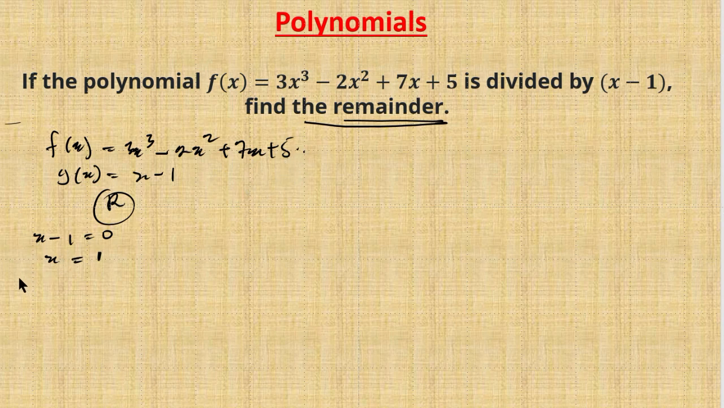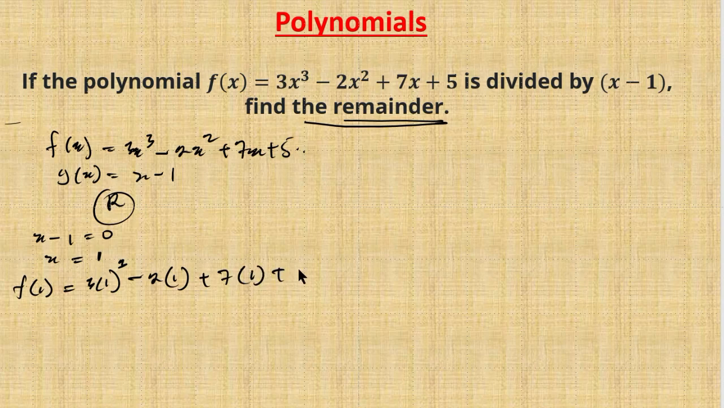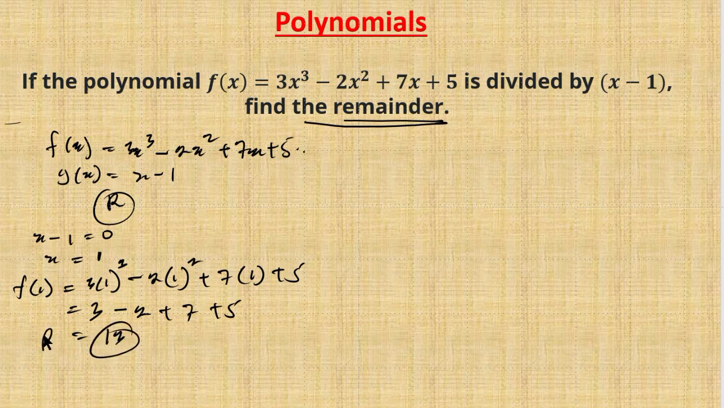of this division, so that f of 1 will equal 3 into 1 raised to power 3 minus 2 into 1 plus 7 into 1 plus 5. So 1 raised to power 3 is 1, and 3 times 1 is 3, minus 2 plus 7 plus 5. So this equals 3 minus 2 is 1, plus 7 is 8, 8 plus 5 is 13. So the remainder of this function is 13.